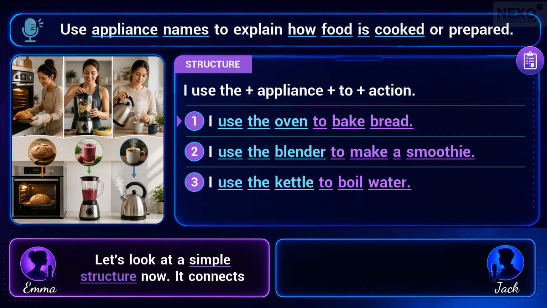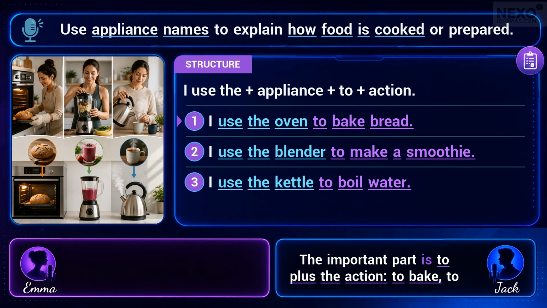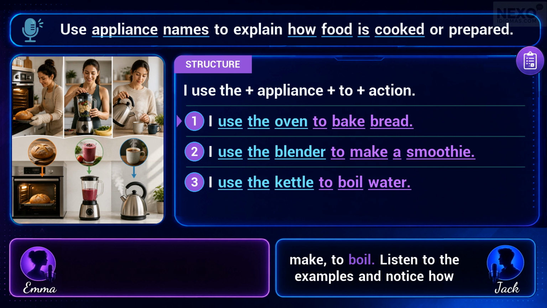Let's look at a simple structure now. It connects the appliance with its purpose, so your sentence explains both the object and the action. The important part is to plus the action: to bake, to make, to boil. Listen to the examples and notice how the same structure stays clear.